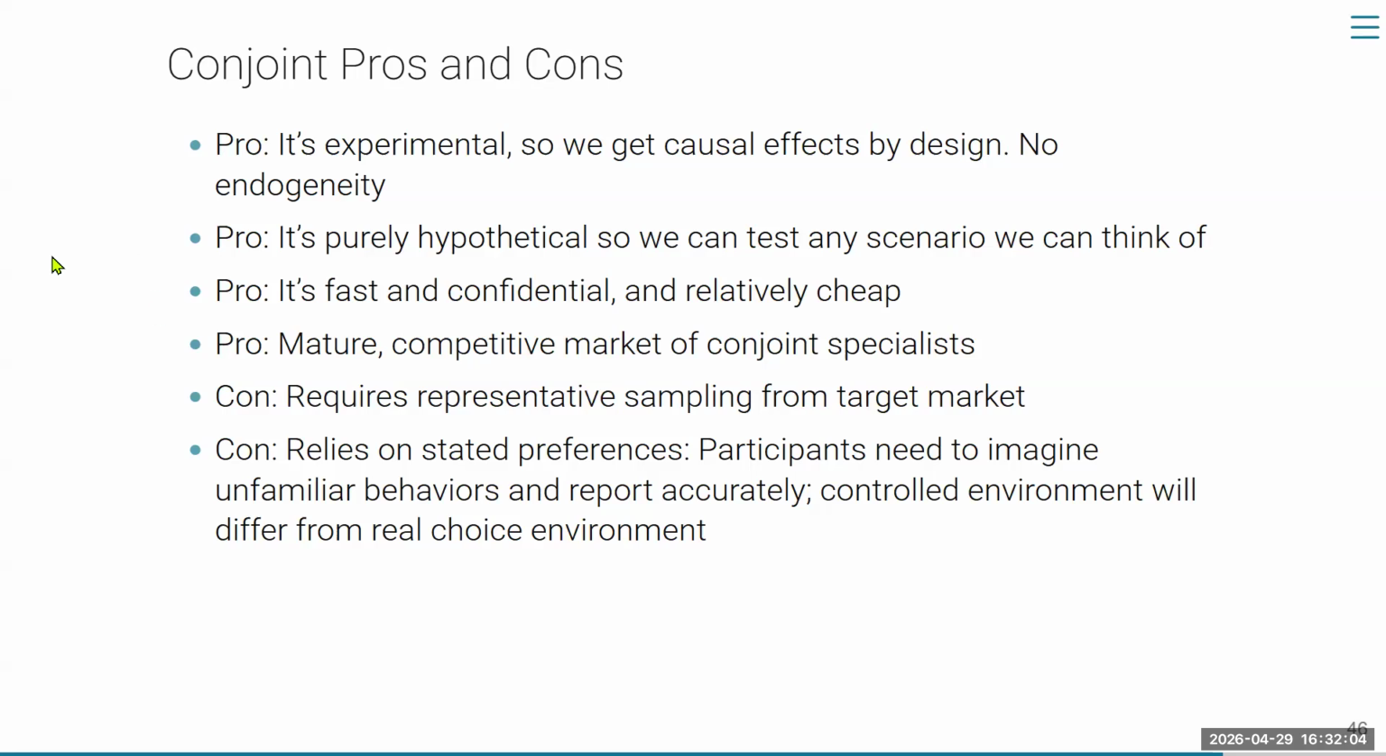There are some really great aspects to it. Because everything is experimental, there's no worry about price endogeneity. We can test any product or service that we can think of. It's relatively quick and it can be confidential. It's not launched in the market. And there's a mature industry of specialists in running these studies. The two major downsides, in my opinion, are that getting a representative sample can be really hard, and getting people to accurately predict their counterfactual behaviors. It's questionable in many settings, like if you're eating at the ballpark.